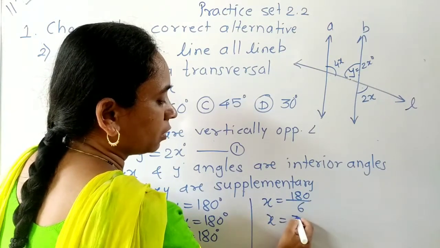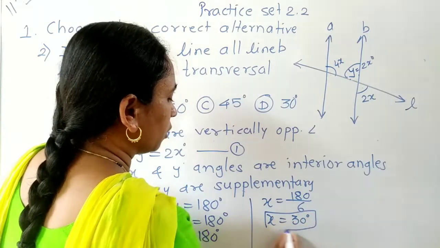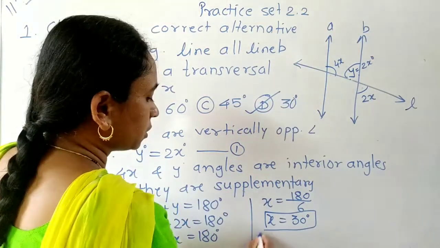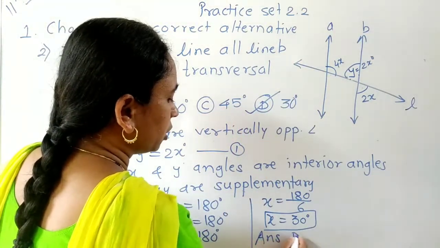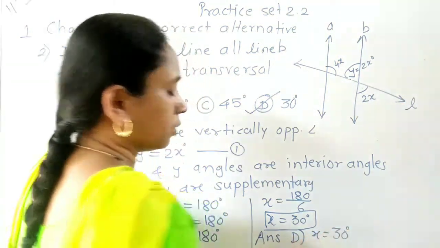So if you divide it, then you will get the answer 30 degree. So x value is 30 degree. So which is the option? D is the option. So what is the answer? Answer is D option. That means x is equal to 30 degree.